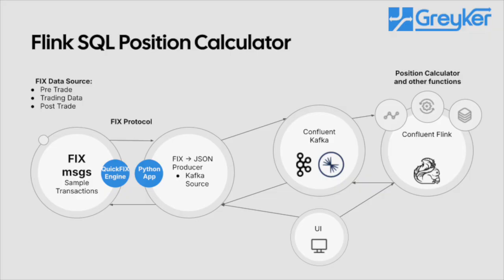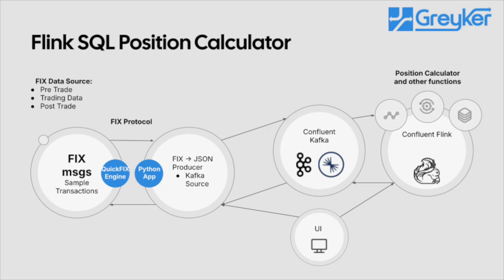So this is a brief architecture diagram. On the left hand side, we've got FIX messages coming in. They're sample messages that we received from the New York Stock Exchange. We're converting them into JSON with our test harness, publishing them into Kafka so that the schema is available there. And then we're running a very simple Flink application, and we'll show you how that scales.